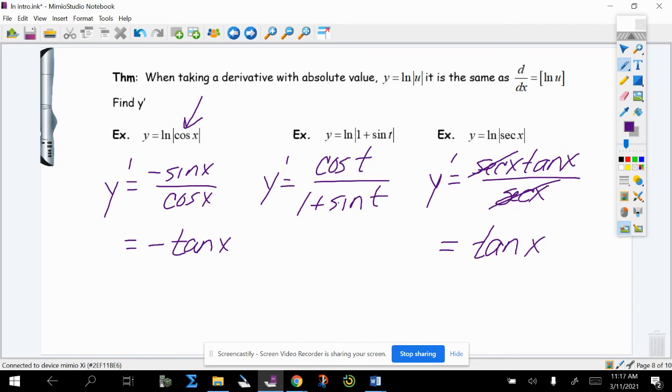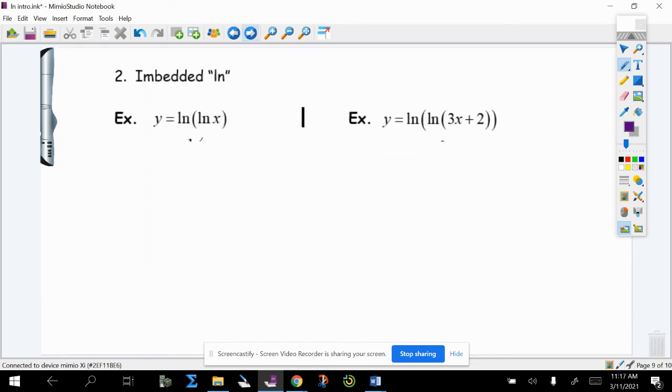Last special situation is what happens when you have a natural log inside another natural log. I often call them an embedded natural log. These are not super common, but sometimes you'll see a really basic one, and I want to make sure you know what to do with it. So you kind of work inside out. So like that, you start with the innermost piece. So to take the derivative of the natural log of x, you would get 1 over x. But then that whole thing is over the natural log of x. So this is your u piece.